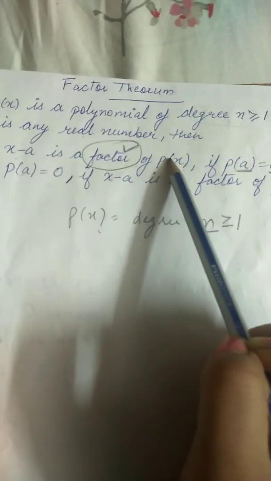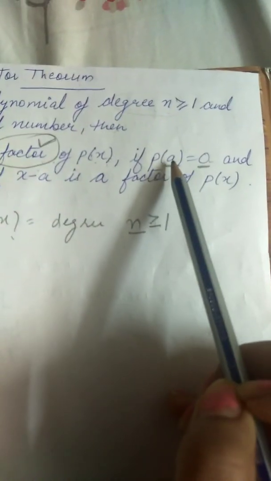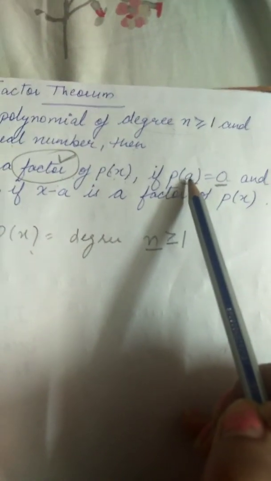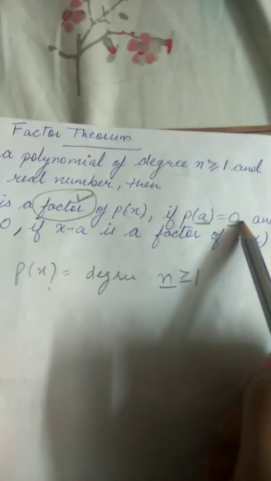Similarly here also, x minus a is a factor of p(x) only if p(a) is 0. And you are already familiar with how we can find this value of a. By putting x minus a equal to 0, we find the value x equals a, then we put the value here and then we find whether it becomes 0 or not.